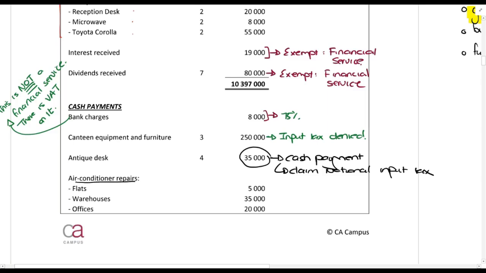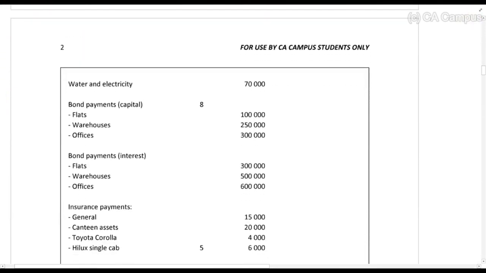Right, then we have air conditioner repairs. If we repair the flats used for residential accommodation, it will be exempt. The warehouses and the offices are both commercial accommodation, so we can claim 100% of the input tax on that. Remember, guys, the only time we do this apportionment, like for bank charges, is when it's for the entire business and we don't have a separate invoice for the exempt business and a separate invoice for the taxable business. Here we have separate amounts, so we can claim it. Water and electricity, you will be able to claim 75% of that, because it is the water and electricity for everybody.